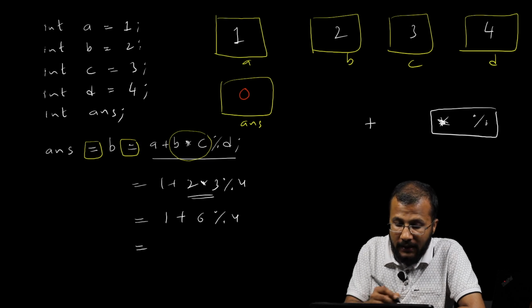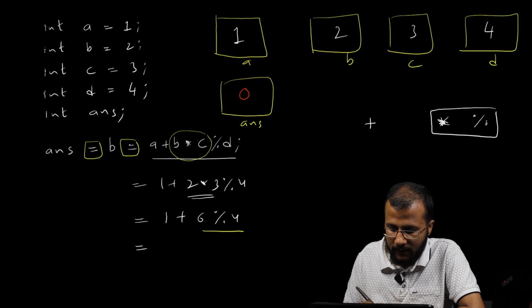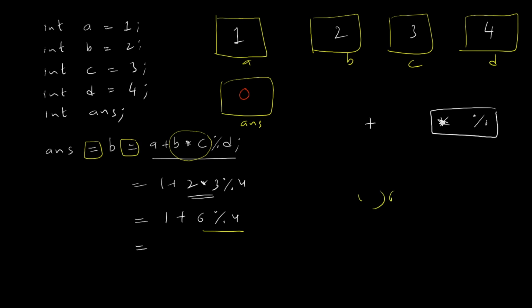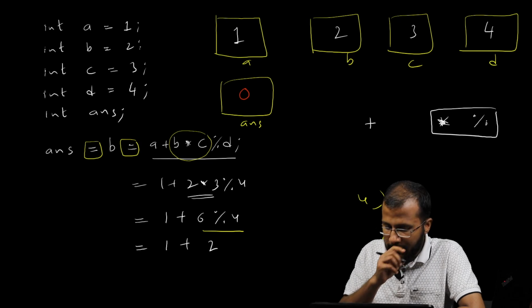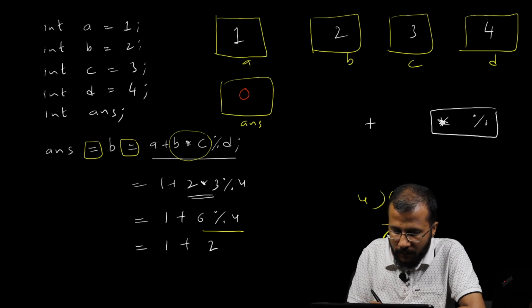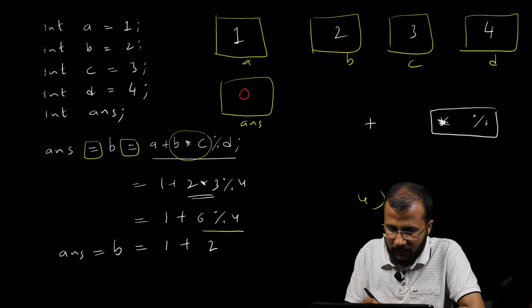Okay, so then we'll have to go with percentage, that is modulo. If I divide 6 by 4, 1 times 4 and the remainder is 2. So modulo is nothing but 2. 6 modulo 4 is 2. So it becomes 1 plus 2. Okay. So finally this will be equal to B, which will finally be equal to A. Now the final answer, this entire thing evaluates to 3.